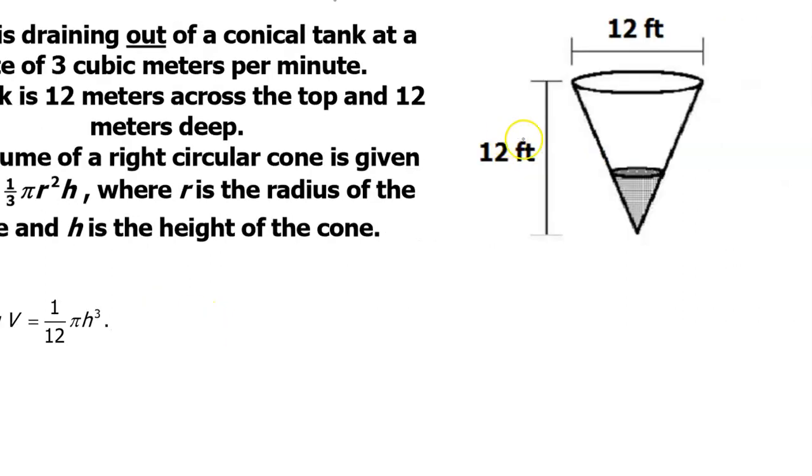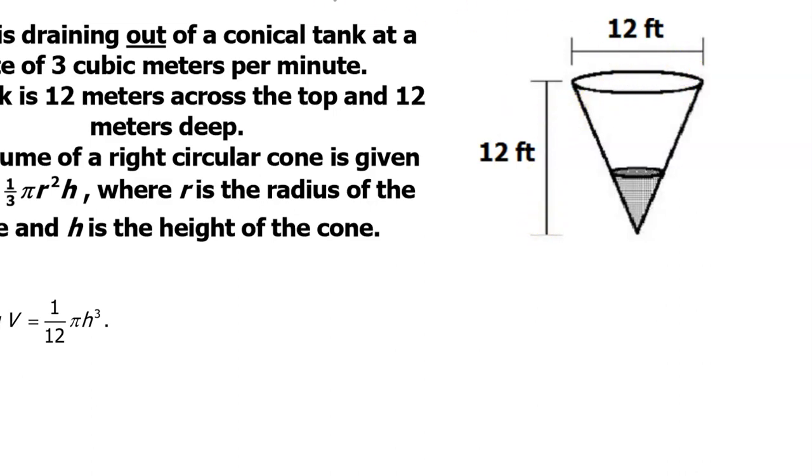Interesting. There's an easy relationship between the radius and the height for this particular cone. So notice that the diameter of the opening and the height of the cone are the same. But what about the radius? So for the whole container, the height is 12. The radius would be 6. So you can see that the radius is half of the height.